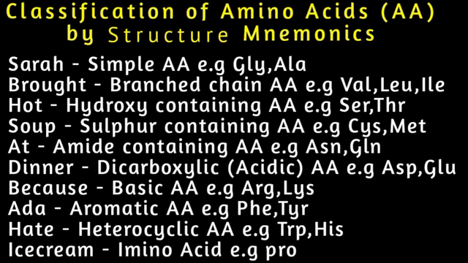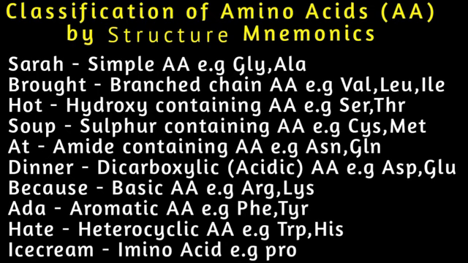It's very important because most times when they're talking about amino acids, they will mention an amino acid that is sulfur containing, or an amino acid that contains an amide group. So with this mnemonic, it makes it easier, and the mnemonic is in line with GAV list. You list your GAV list, you list this mnemonic. So the mnemonic is Sarah brought hot soup at dinner because Ada ate ice cream.